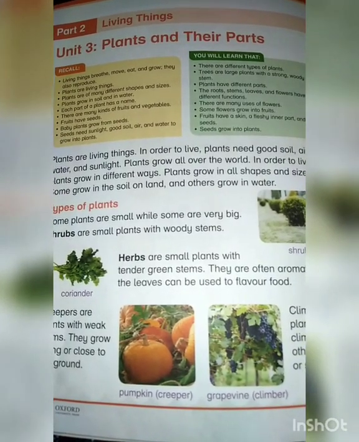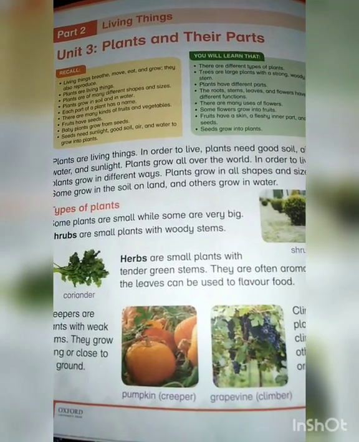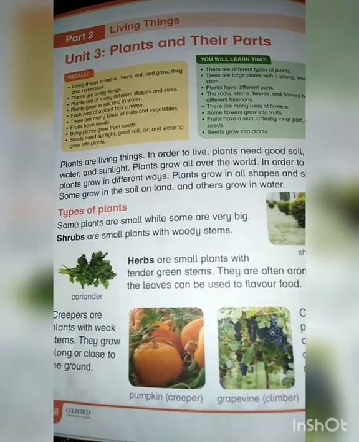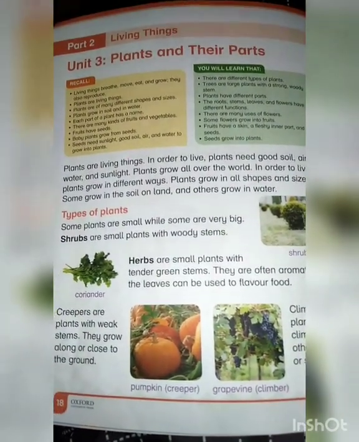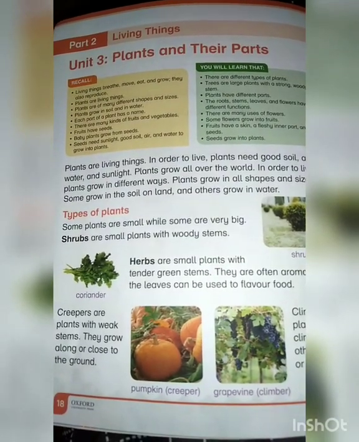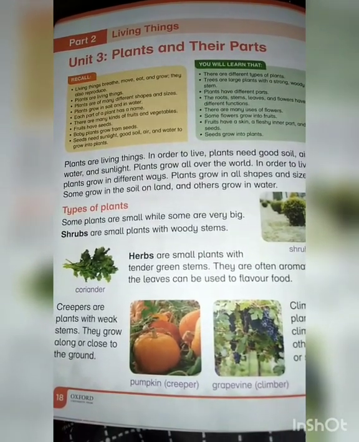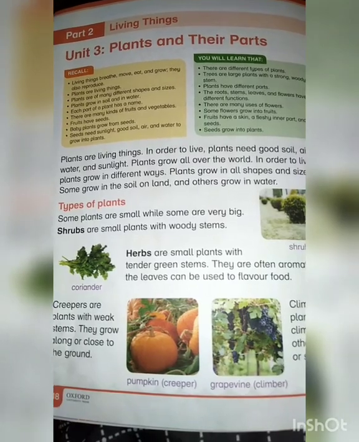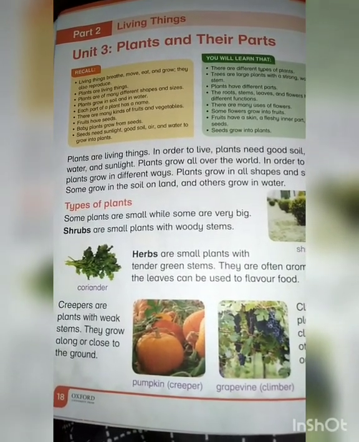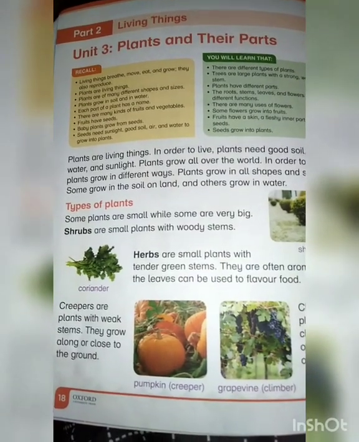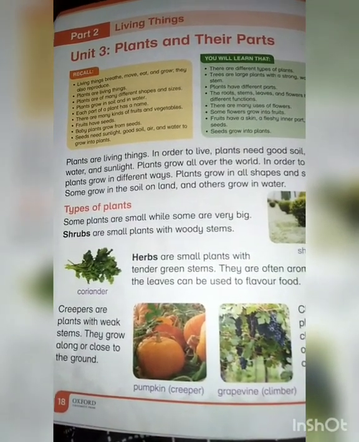Plants are living things. Living things are those which can breathe, move, eat, grow and reproduce. As you all know, plants also need food, water and sunlight to grow. Plants can also breathe. Plants can't move but they grow and they also reproduce. So plants are also living things. You see the plants all over the world.